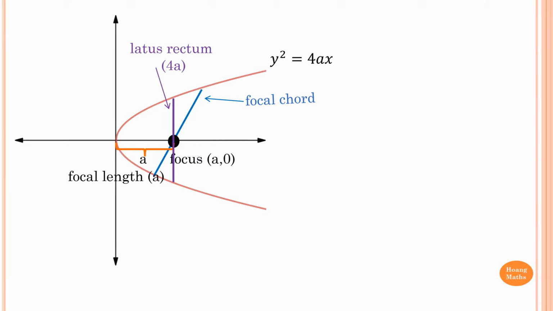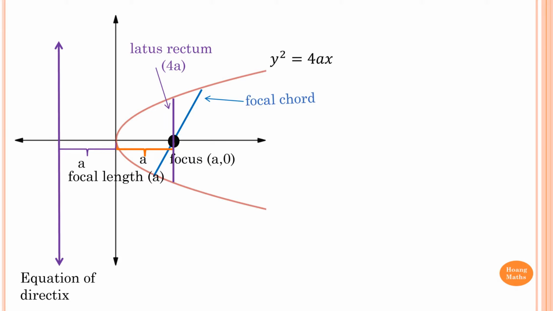Of course, a vertical chord through the focus, this line here we call the latus rectum. The distance from one end to the other end is 4a. And from the vertex to a line here, this line we call the directrix. The equation of this is x equal to -a.